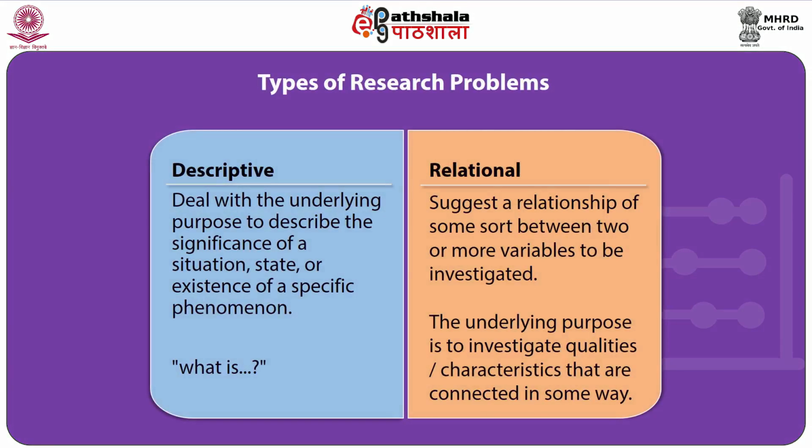In social science research, two types of research problems are normally studied. For example, most of the research problems in social sciences are descriptive and relational problems. Descriptive problems deal with the underlying purpose to describe the significance of a situation, state, or existence of a specific phenomenon. Such problems are often associated with revealing hidden or understudied issues by asking the question, what is.